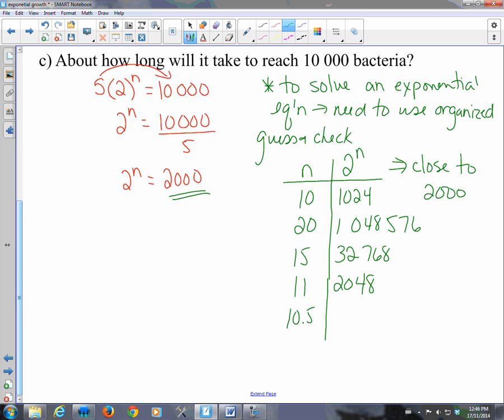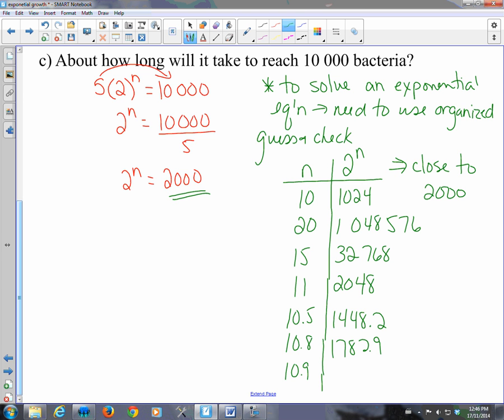Try 10 and a half. 2 to the exponent 10.5. And I've got 1,448.2. I could try 10.8. 2 to the exponent 10.8. It's 1,782.9. And I could try 10.9.